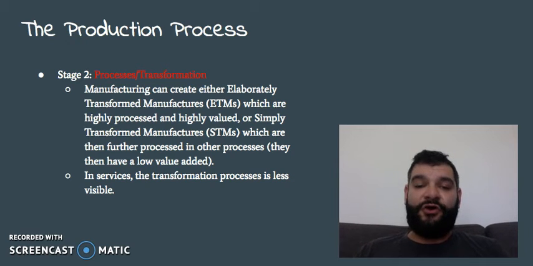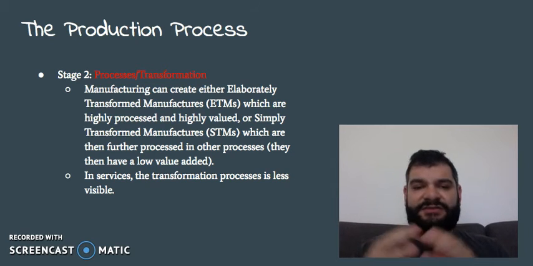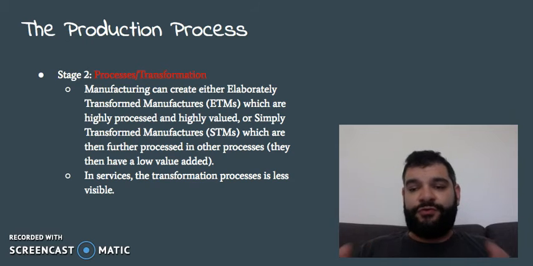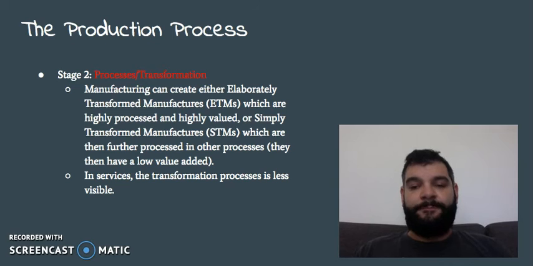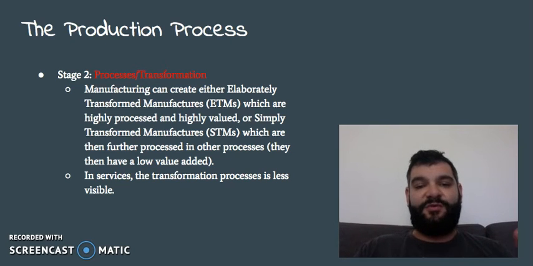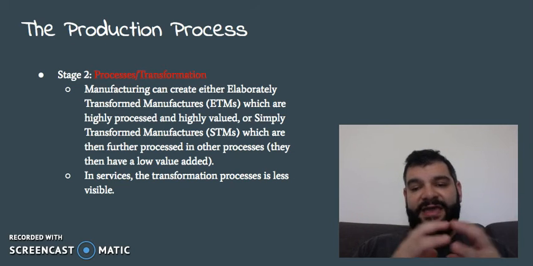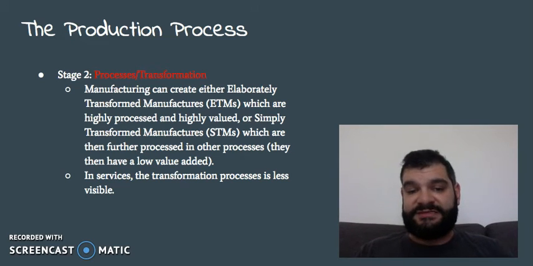Or you can create simply transformed manufactures, or STMs, which are then further processed into other things. Now they have a very low value added. These are things like steel bars, screws, circuit boards. By themselves, they're not worth a lot, but when you then put them together with other things, they come together to transform into something that is of great value instead.